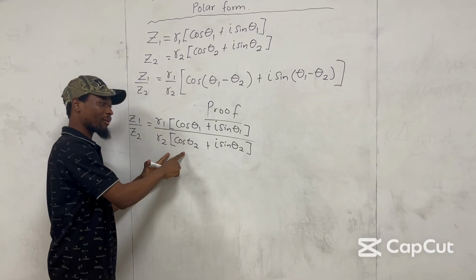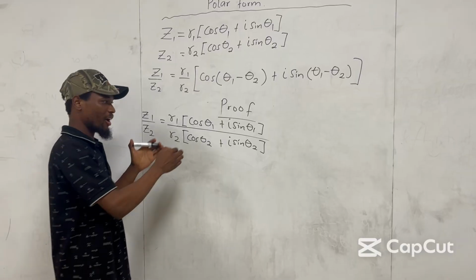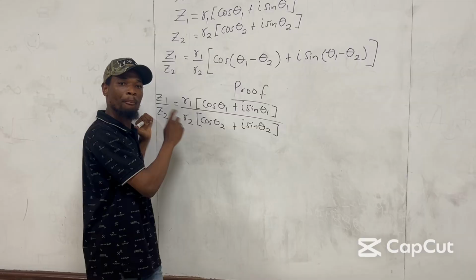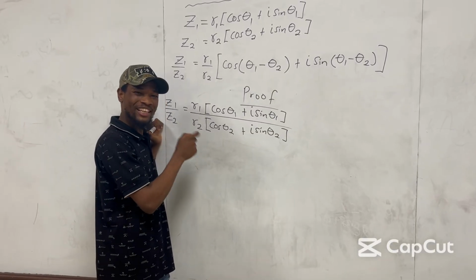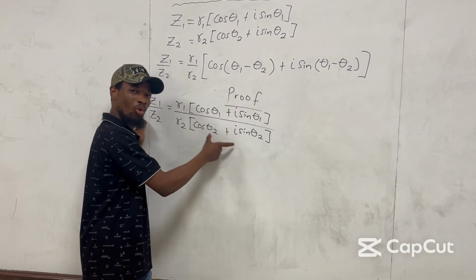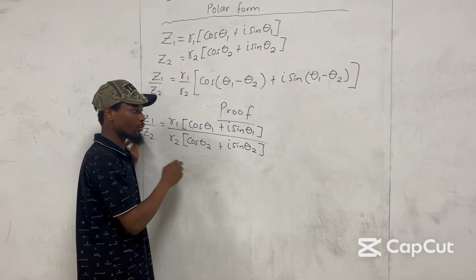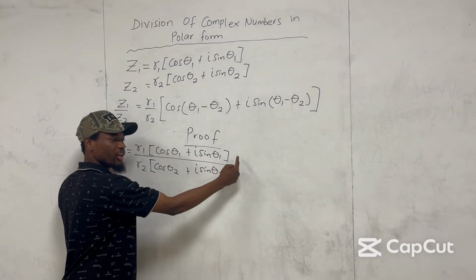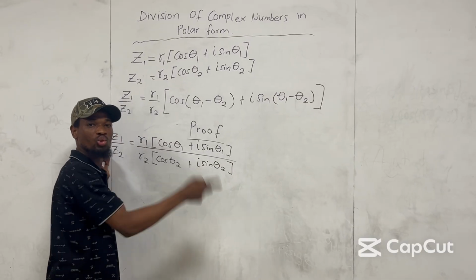Now, in complex numbers, whenever you have a fraction, two complex numbers divided, what you do is to look out for the denominator of the complex number. Then you find the conjugate of the denominator, and you multiply the numerator by the conjugate of the denominator, then you multiply the denominator by its conjugate.